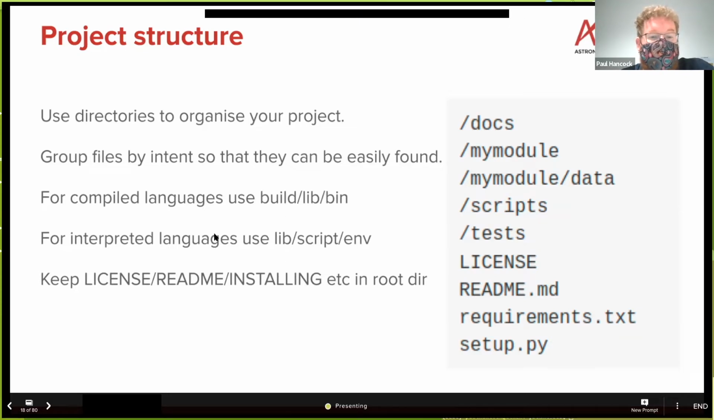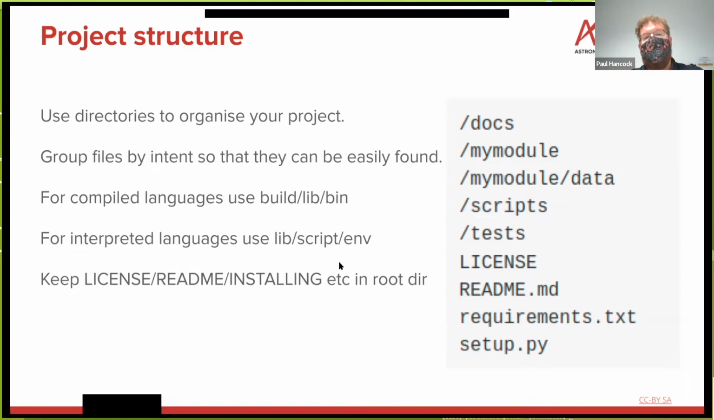For interpreted languages like Python or R, you probably want to have a lib library or module directory, a scripts directory, and maybe if you're using virtual environments, you might want to have an environment directory as well. So this is one way that you can structure your project, one way that you can polish your project.